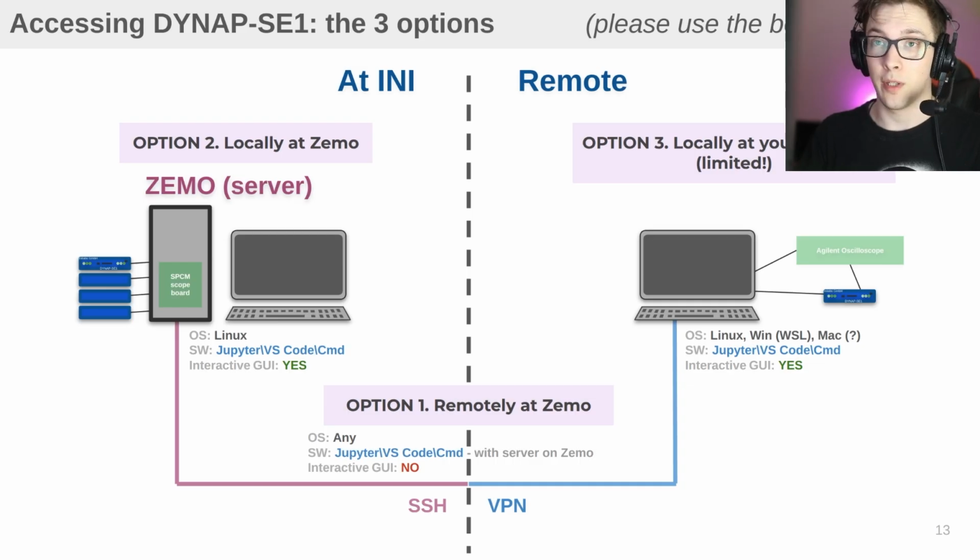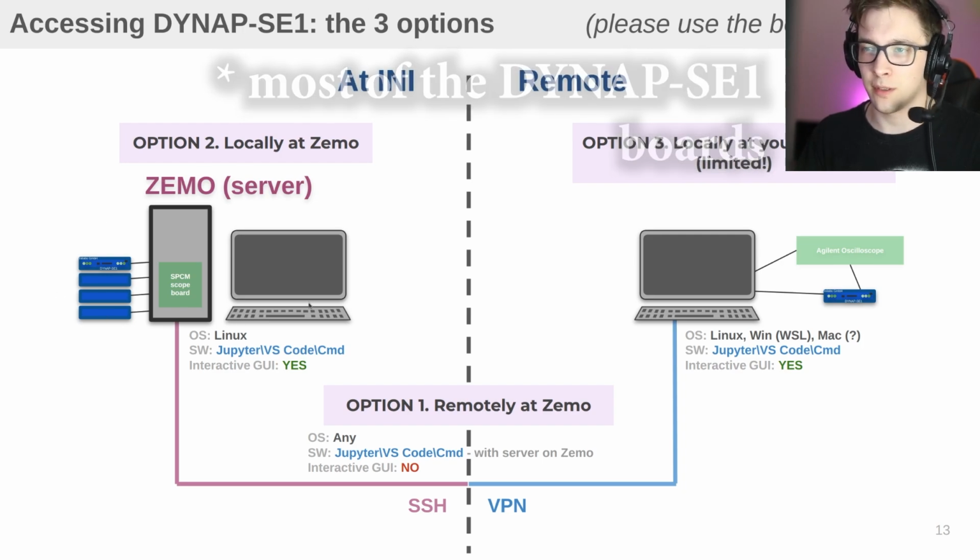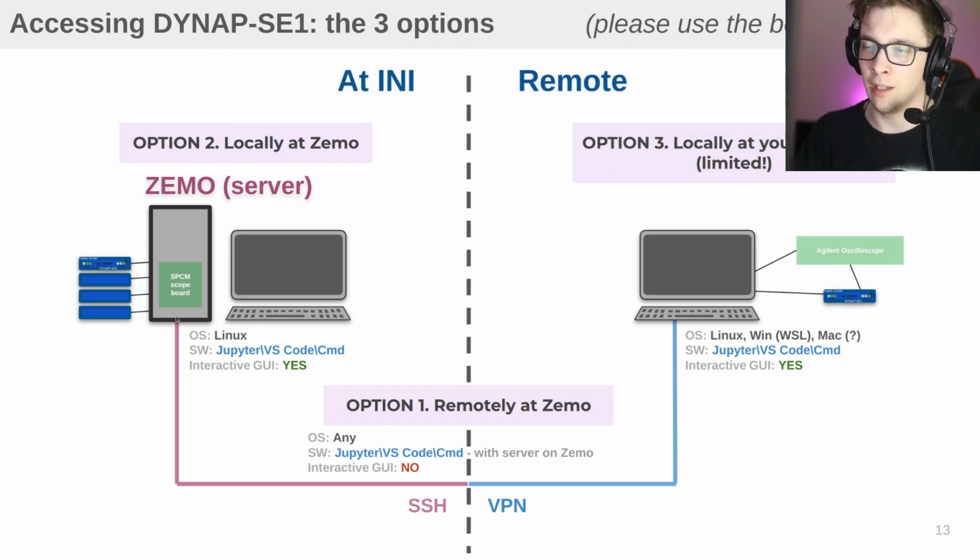So if you would like to work with one of the DYNAP-SE1 boards, there are 3 ways you can do it. Most of them are connected to this server called Zemo that is physically located at INI. You can access that server using SSH through the UZH VPN, and you can run code on your machine and send configuration commands and retrieve spikes, do changes like that. But in that case, you do not have access to the interactive GUI.